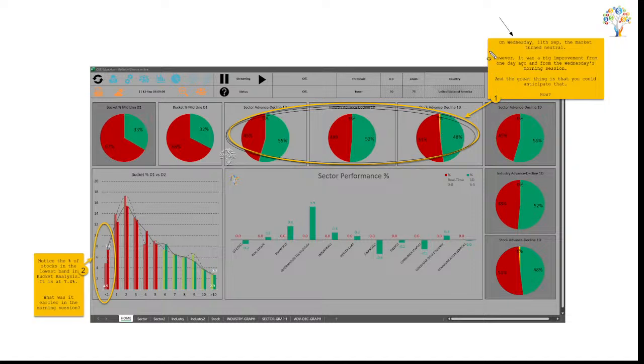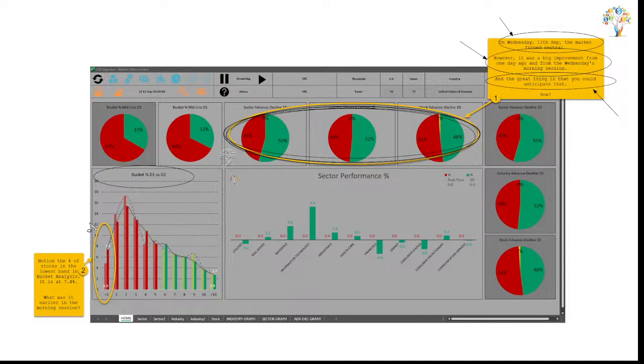It turned neutral. However, that was a very big improvement from one day ago, and even from Wednesday's morning session. This is Wednesday at the close. Wednesday morning and Tuesday at the close, this picture was much worse. And the improvement happened. The great thing is that you could anticipate the improvement. We are talking about market timing. How could you anticipate the improvement from very bearish to neutral in terms of sector, industry, stock breadth? That you could do using bucket analysis.